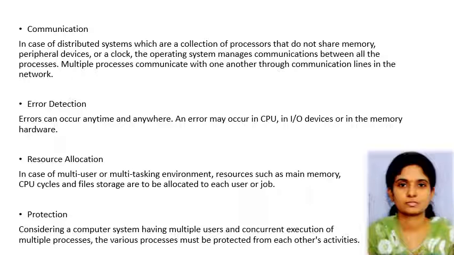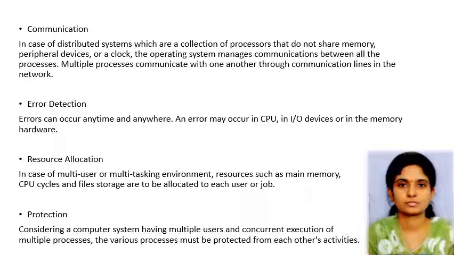So next is resource allocation. As we have discussed, resources might be main memory, CPU, or input output devices. They should be allocated. This resource allocation will come up in a multitasking environment, meaning each job should be allocated to each of the different users.